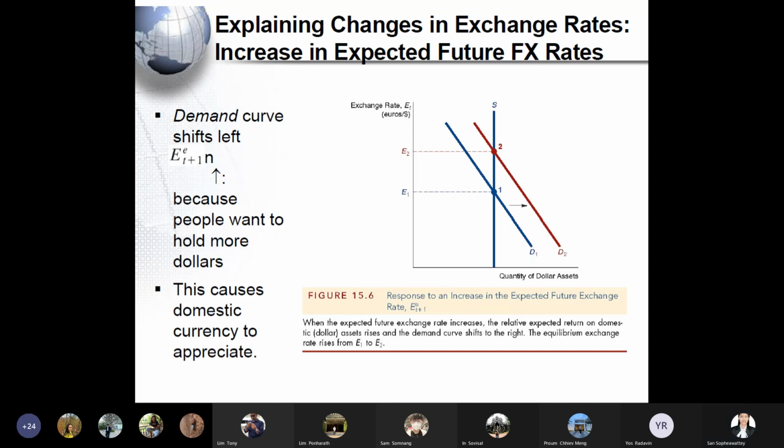Because even though the expected exchange rate is in the future, investors want to earn more profit in the future, that is why they invest in US dollar assets currently. Demand for more US dollar assets means demand for more dollars. So now the dollar is more valuable, or we say the domestic currency, the US dollar, appreciates against the euro in this case.